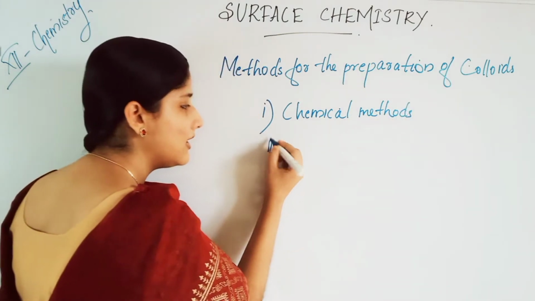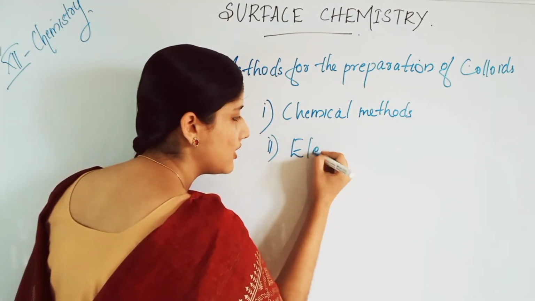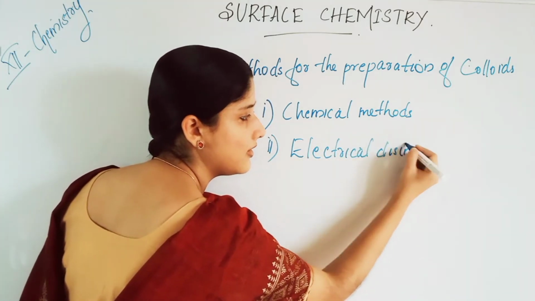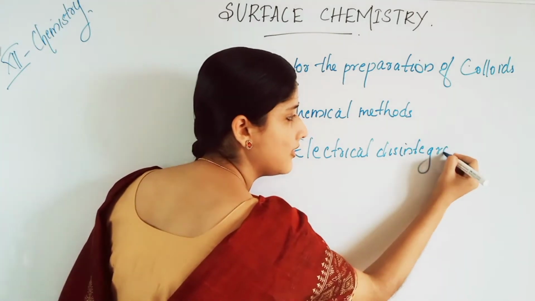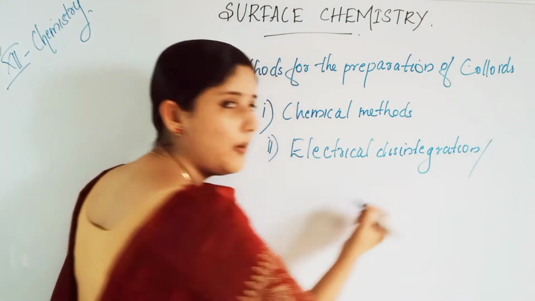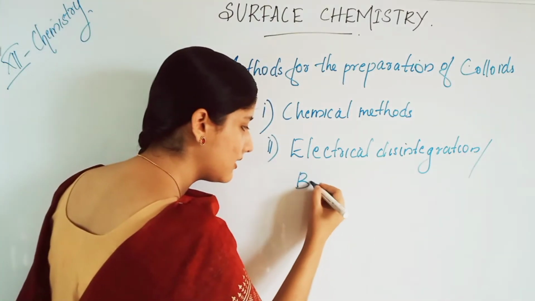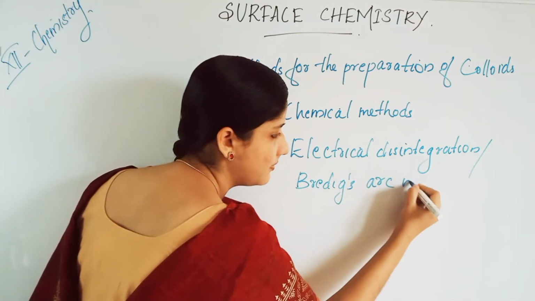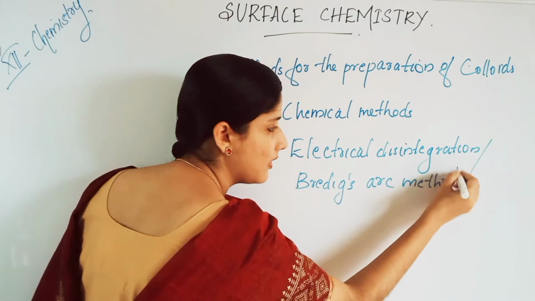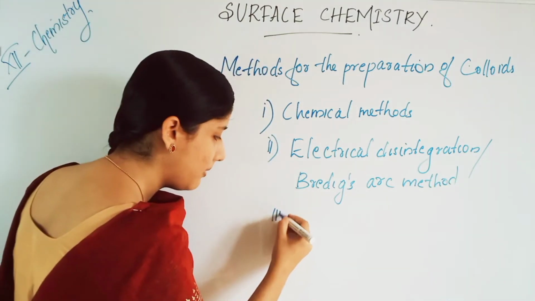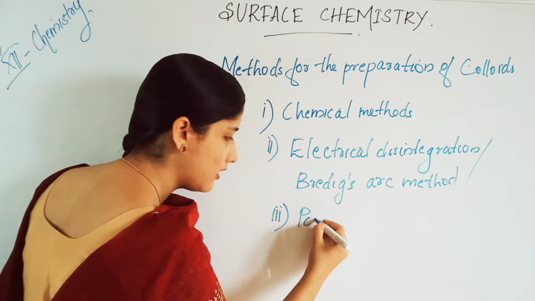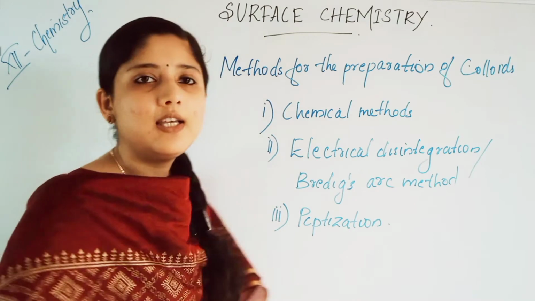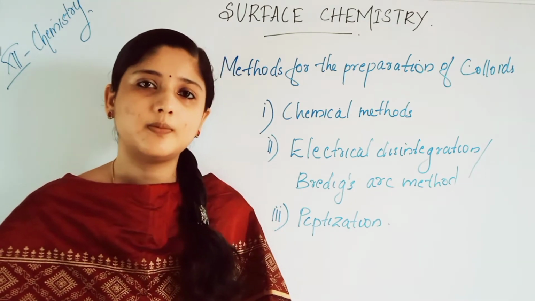The second method is electrical disintegration, or Bredig's arc method. And the third method is what? Peptization. These three methods we will discuss in today's class.